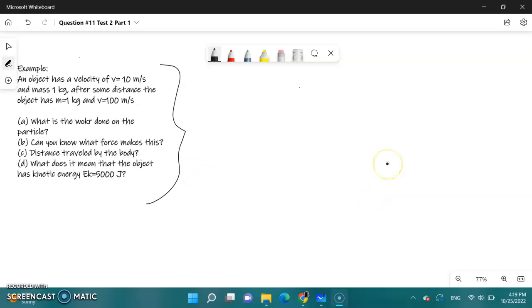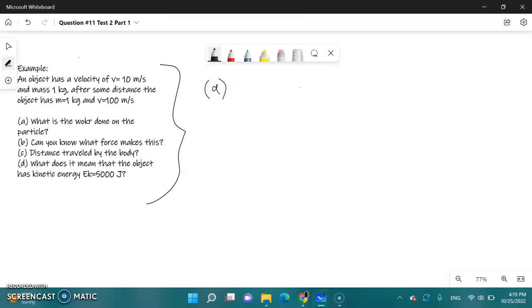Okay, so in this problem we're told that an object has a velocity of 10 meters per second and a mass of 1 kilogram. After some distance, the object still has a mass of 1 kilogram and the velocity is now 100 meters per second. So the first part that we're being asked is what is the work being done on the particle?